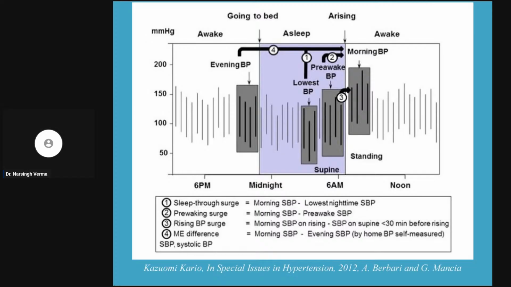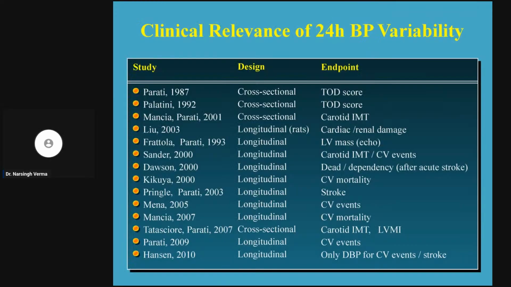By that we can know this very well. So this is the clinical relevance of 24-hour BP variability. I'm not talking only theory. You can see a lot of work has been done, and the designs have ranged from cross-sectional to longitudinal studies in rats and human beings. The longitudinal and cross-sectional studies by various authors ran from 1987 to even 2014.